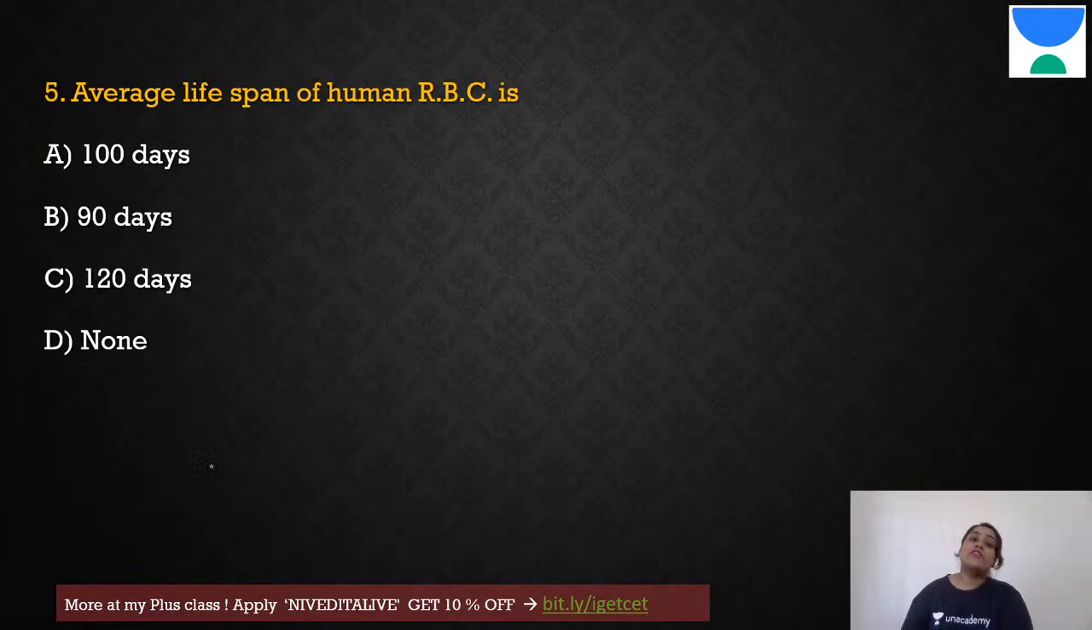Next one. The average lifespan of human RBCs is 100 days, 90 days, 120 days, or none. What do you think is the answer here?